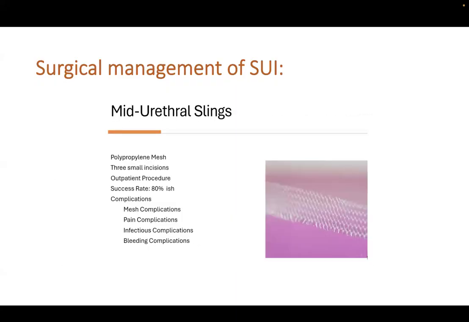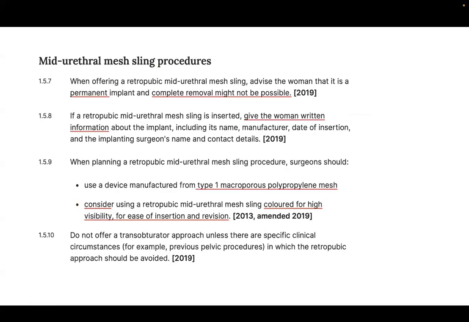Here, this picture shows the mesh, polypropylene mesh. This is type 1 macroporous polypropylene mesh. It is very important for part 2. This is given in the guideline, type 1 macroporous polypropylene mesh, and they consider using it colored for high visibility and for ease of insertion and revision.